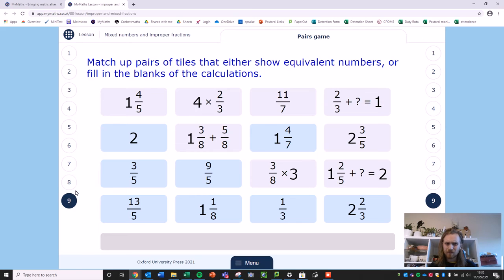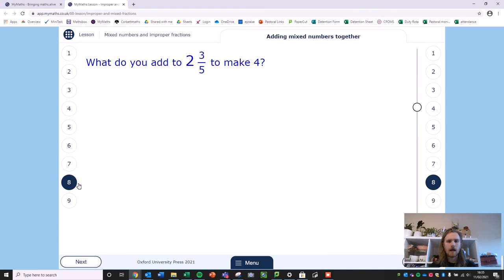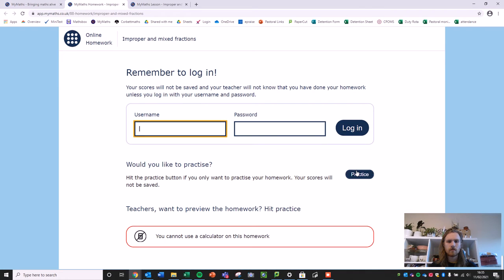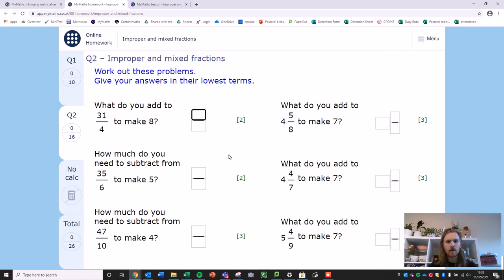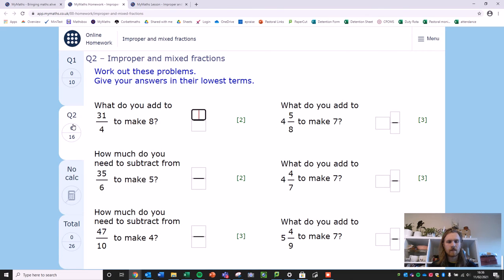Section 9 I'm not so bothered about. You can have a go at section 9 if you want. The main sections I want you to have a go at are 1, 2, 3, and then 7 and 8. And obviously we've looked at some of those together. Once you've done that, I want you to go into the homework section and convert those improper fractions, and then have a go at those making it up to a whole.